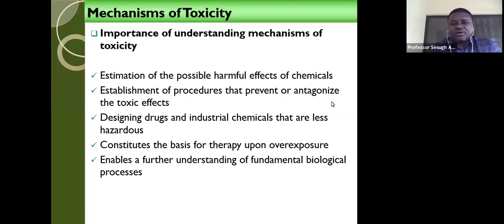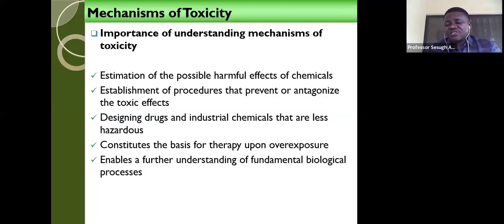We looked at a couple of them. We're taking them one after the other now so that we have deeper insight about them. Just to refresh our memory, we mentioned the importance of understanding the mechanisms of toxicity.